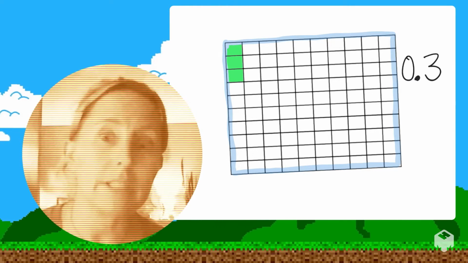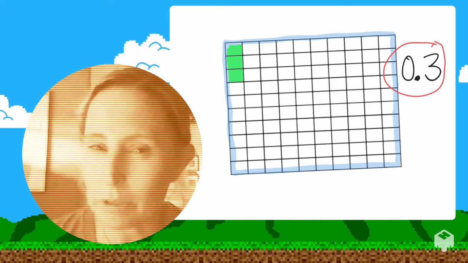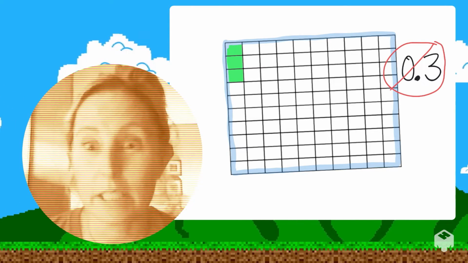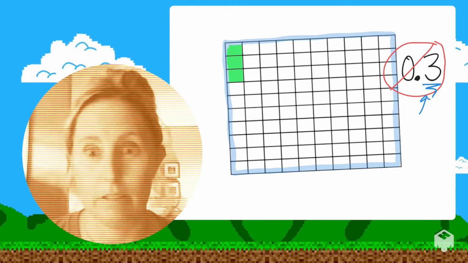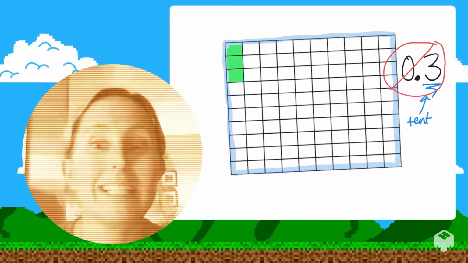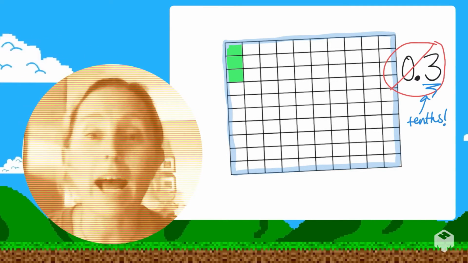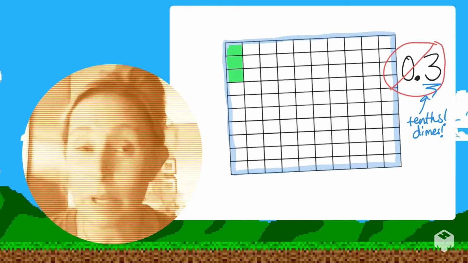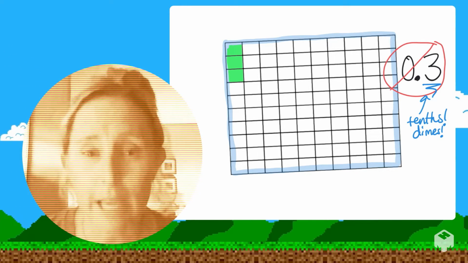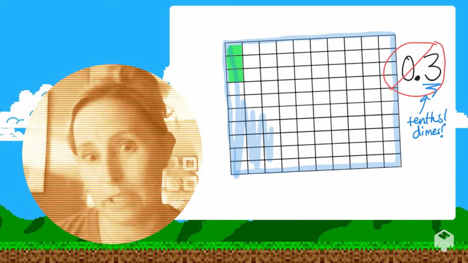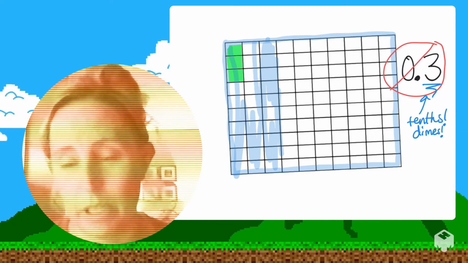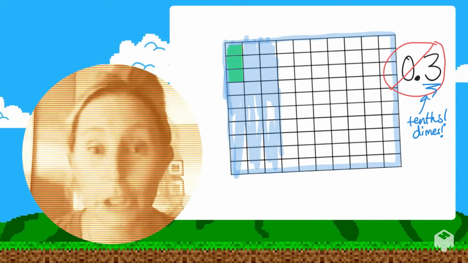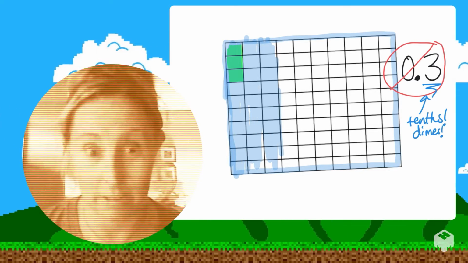Some kids will just put 0.3. Can you see what's wrong with that? It's not 3, because that is 3 tenths. And we do not have 3 tenths. We do not have 3 dimes. We only have 3 pennies. So look how I'm shading 3 dimes, and see if you can see the difference between those. 3 dimes is 30 cents, not 3 cents.